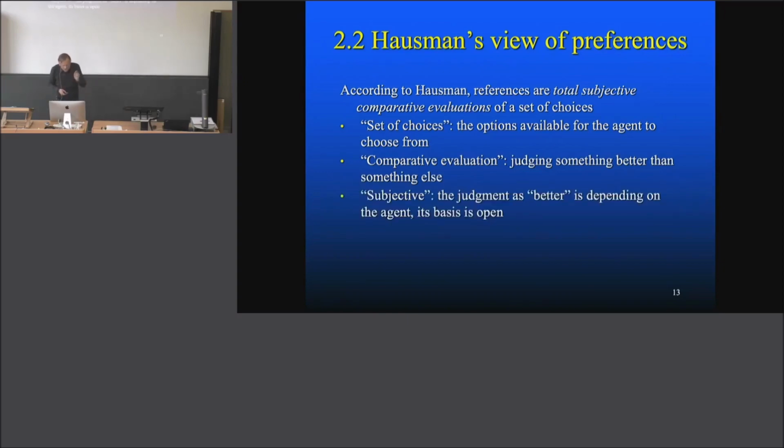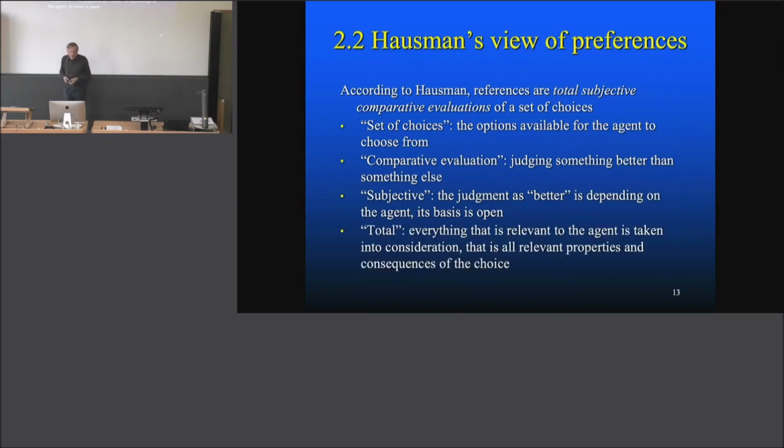Then subjective, the judgment of what is better depends on the agent. That means subjective. It's the agent who thinks this or that is better, and its basis is open, whatever it is. It can be 1,000 different things. And finally, and that's the critical component here, total. The idea is that everything that is relevant to the agent is taken into consideration.